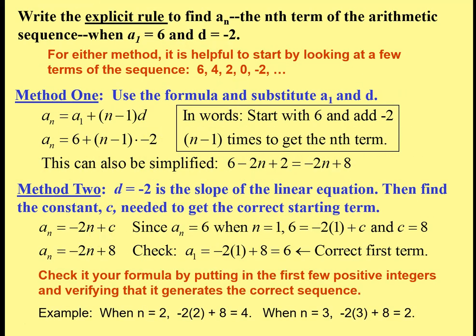We can check either formula by putting in the first few positive terms and verifying that it generates the correct sequence. And since we've already checked the first term for both, when n is 2, we would get negative 2 times 2 plus 8, which is 4. When n is 3, negative 2 times 3 plus 8, which is 2. And that is what we have, the 6, the 4, and the 2 up here.